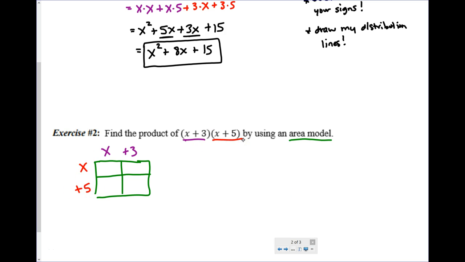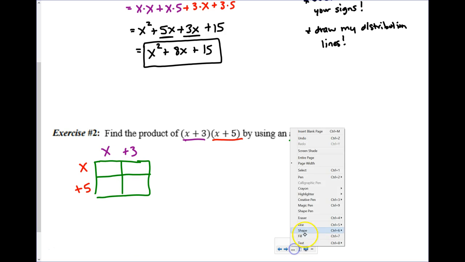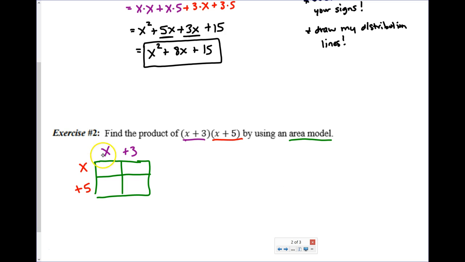Okay? Now I'm going to find the individual things that go in the boxes. So in the first box, I'm going to look at the x and the x. So x times x is x squared. Then I'm going to go to the right box. Then I'm going to do 3 times x and get 3x. Bottom left box is going to be 5 times x, 5x. And the final box is going to be 3 times 5, which is 15. The area model is really nice because it helps keep your work organized.